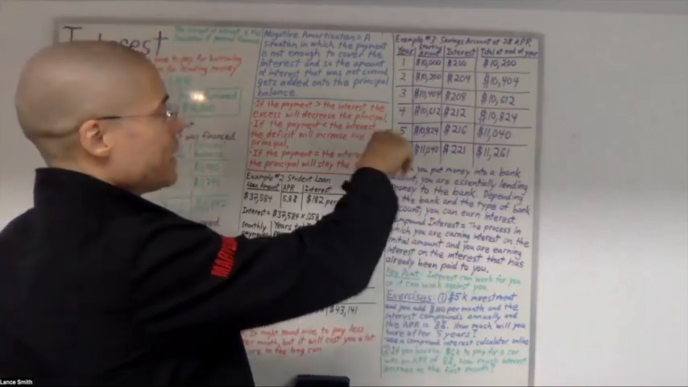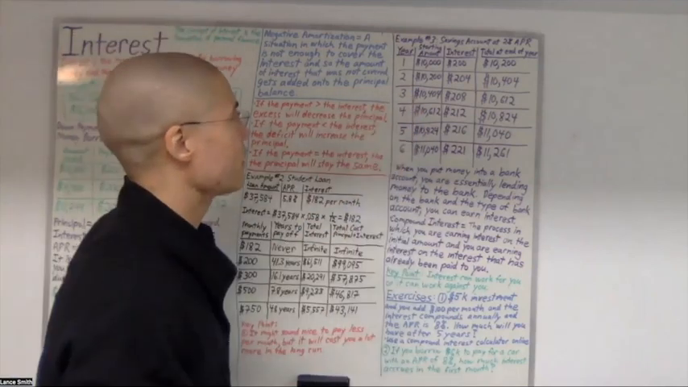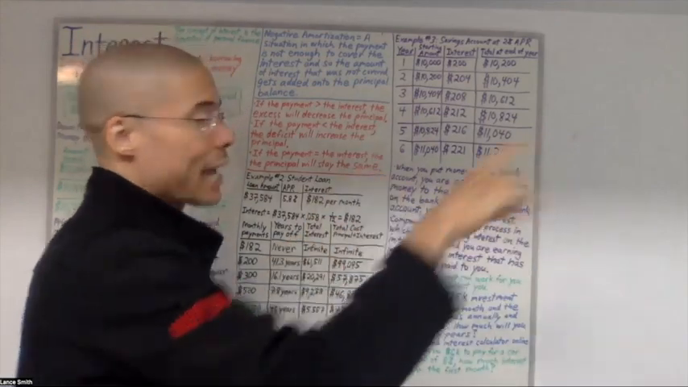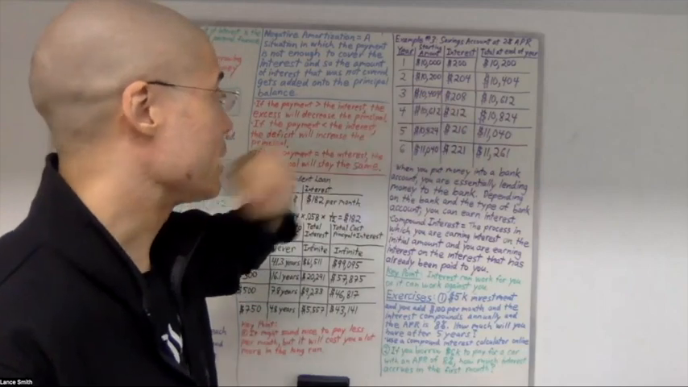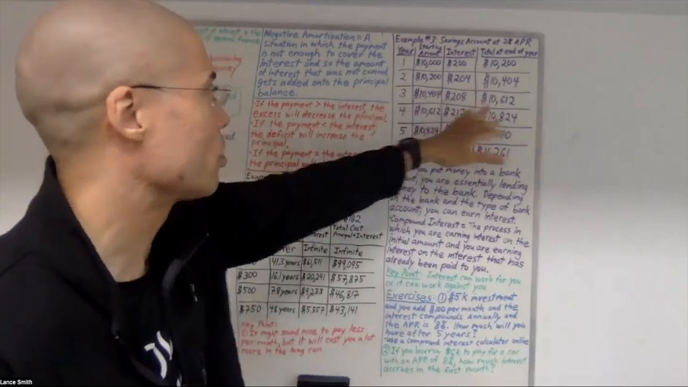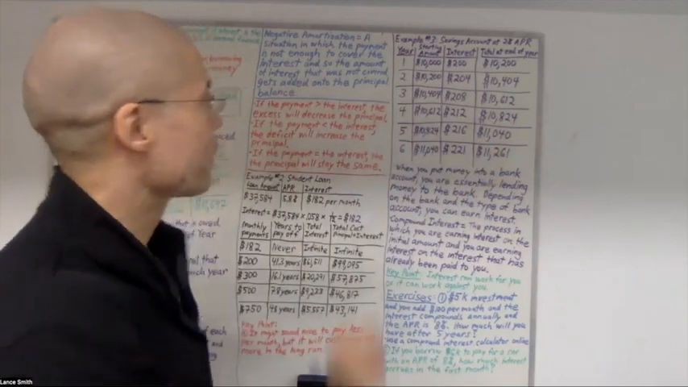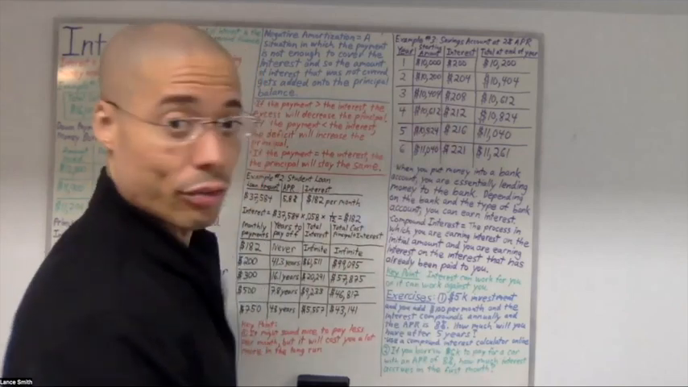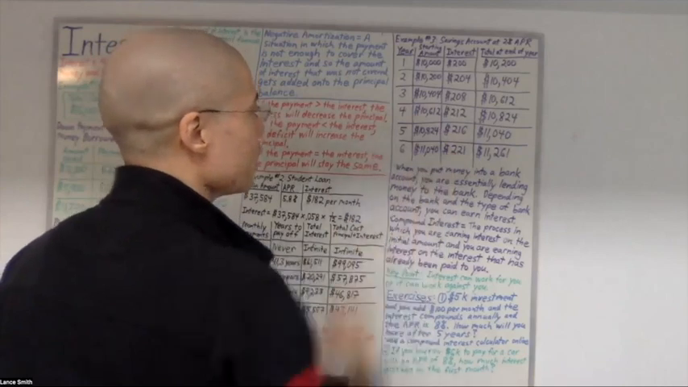And then at the beginning of the third year, you now have $10,404. And so now for the third year, you do the calculation and your interest for the third year is 208. And so then that means your account has grown to $10,612, right? And then for the fourth year, the interest now is 212. The fifth year, 216. The sixth year, 221.